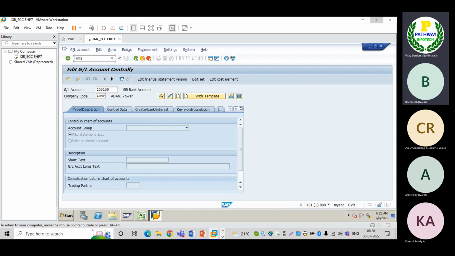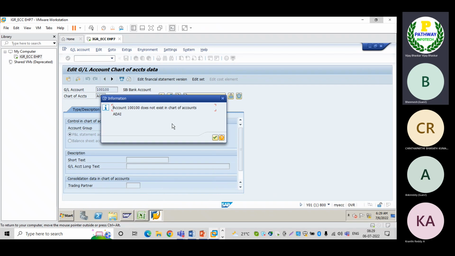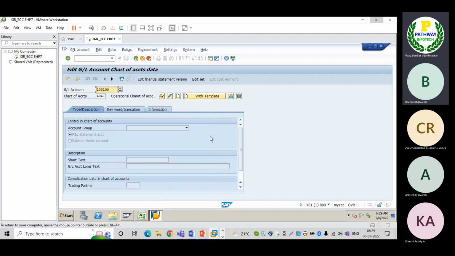First let me create the GL account at chart of accounts level. It will be easy for you to understand, because now only the chart of accounts option has appeared. I want to create the GL account, reserves and surplus account. This GL account does not exist, which means we have not yet created any GL account. Now let us go and create it.